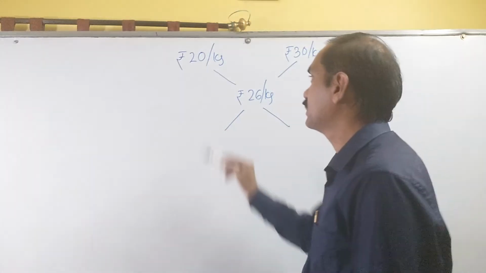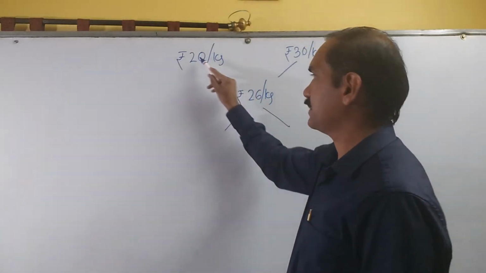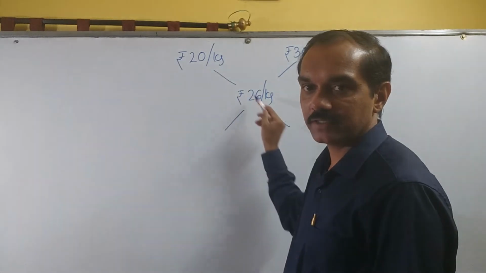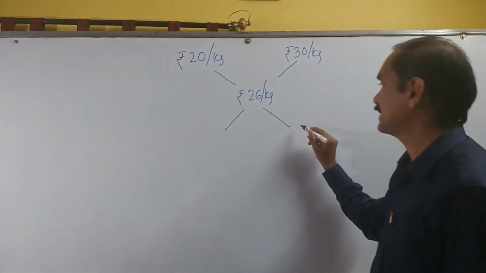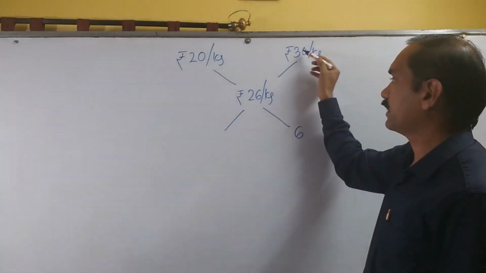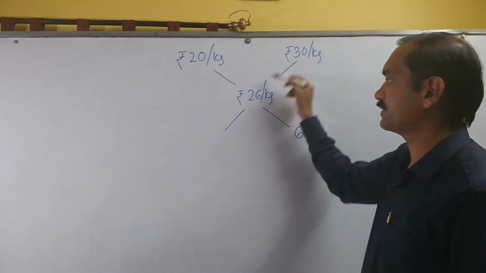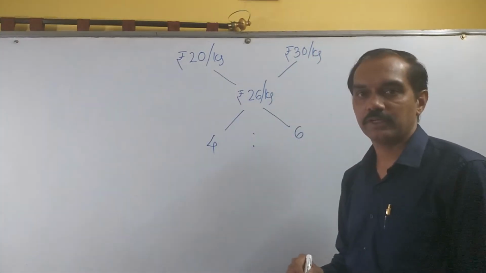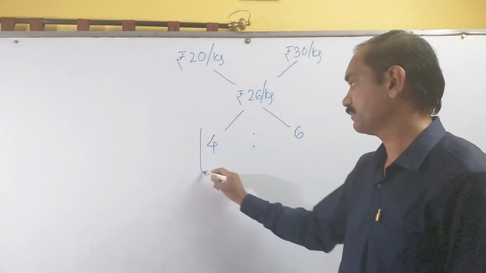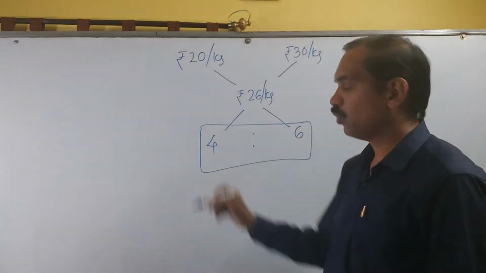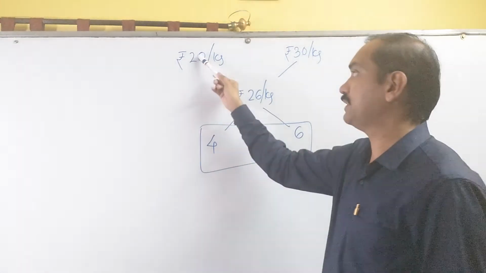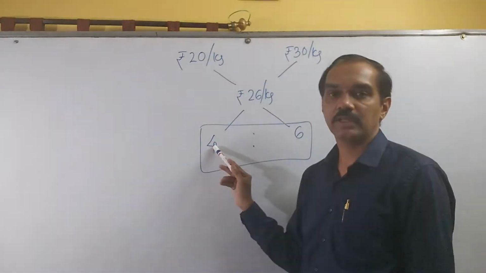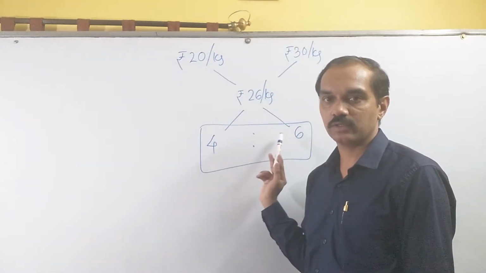Cross them. 20 and 26. How much is the difference here? 20 and 26, 6 is the difference. 30 and 26, how much is the difference? 4 is the difference. In between, put ratio sign and this is the final answer. So, in what ratio we must mix these two qualities? In this ratio, we must mix these two qualities.